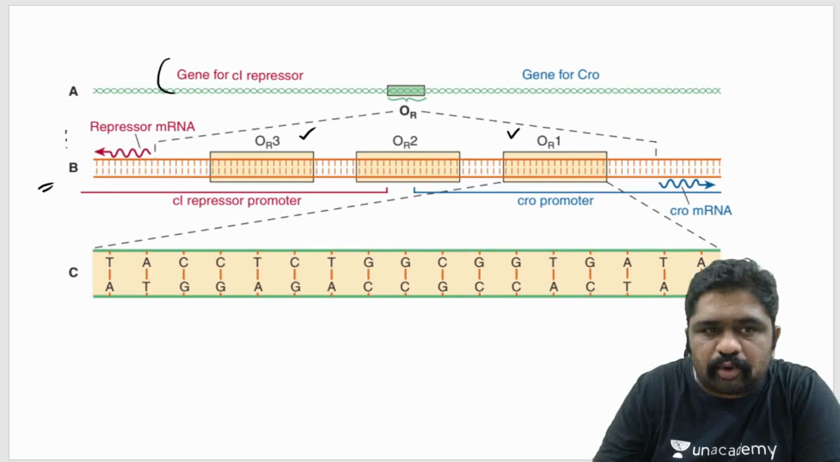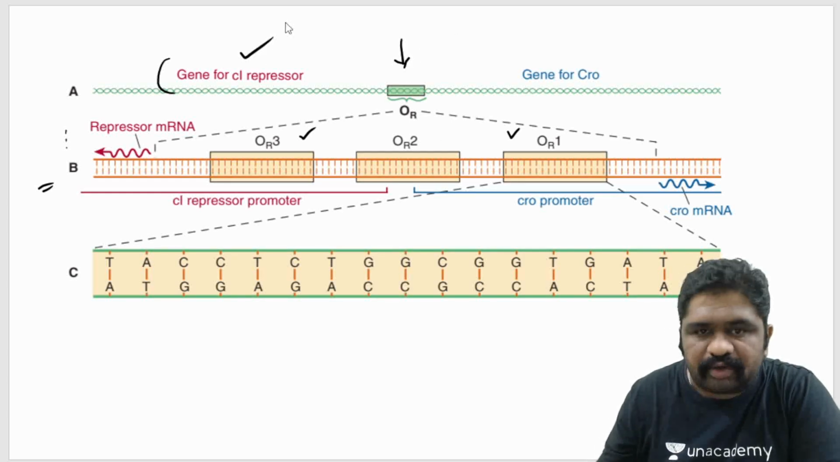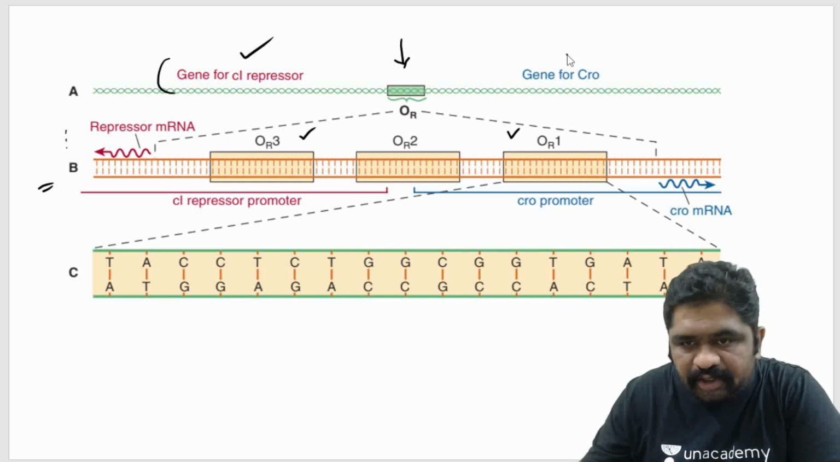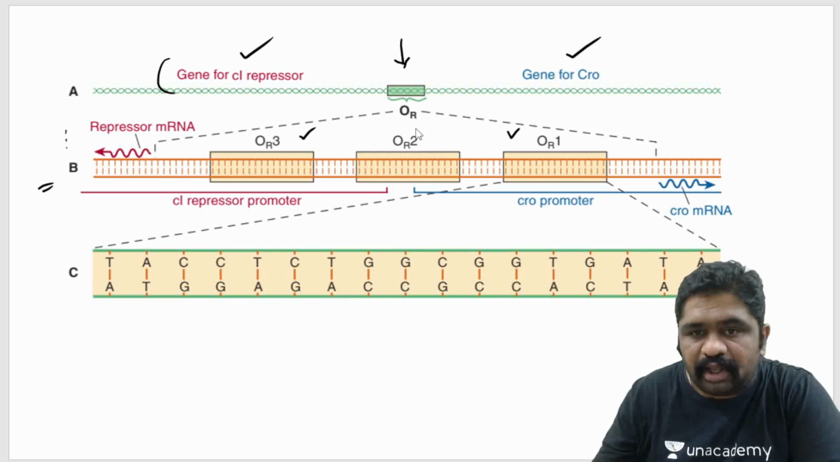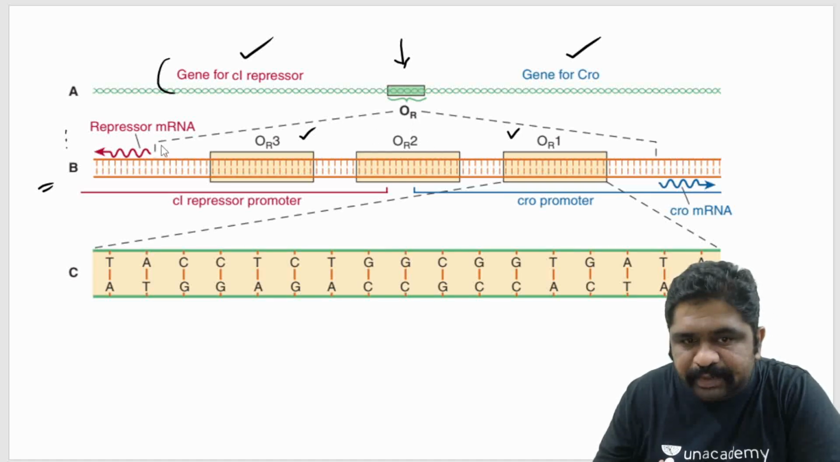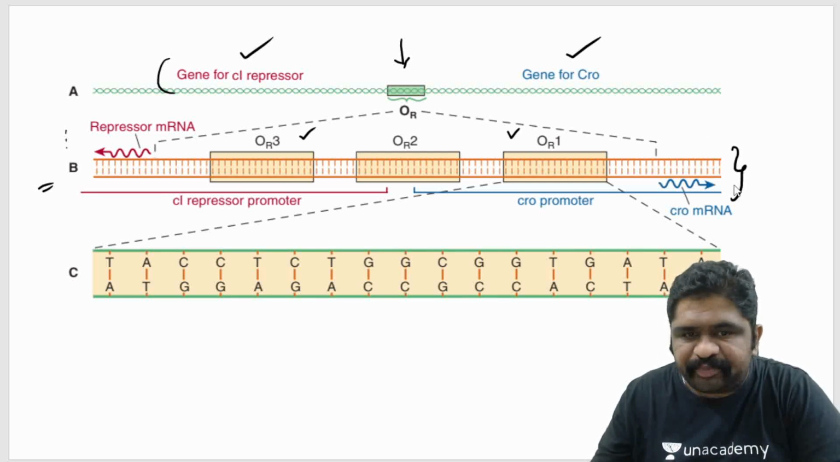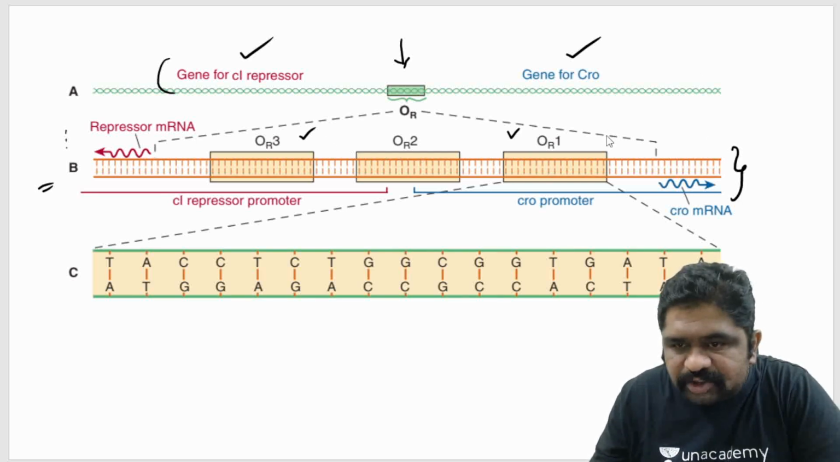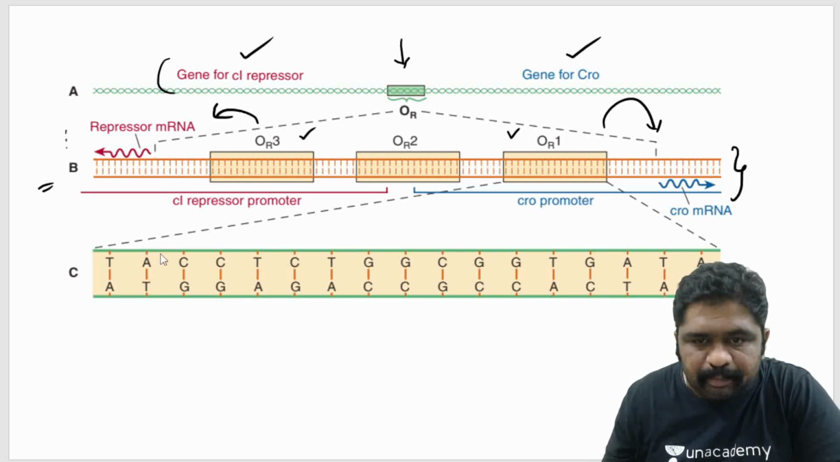So what is OR? I told you, the OR is the right operator, and on the DNA you have the gene for the CI repressor, and on the right you have the gene for CRO, the CRO protein. Now here the OR area has been properly zoomed and shown to you. You are looking at the mRNA portion here. Now OR1 is towards the side of CRO and OR3 is towards the side of the repressor mRNA.